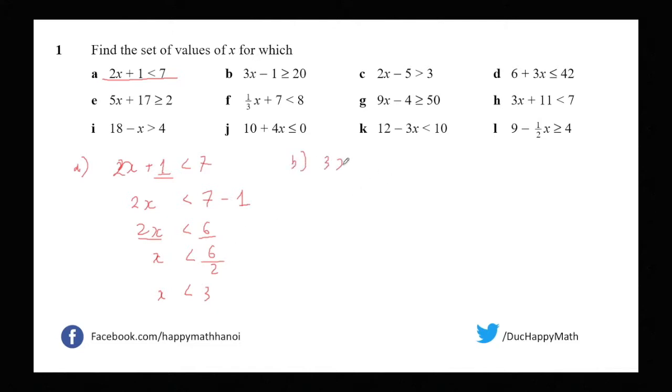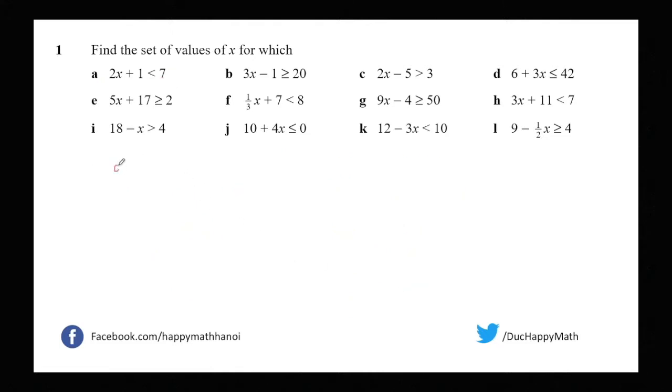Question B: 3x minus 1 greater than or equal to 20. First, I move the minus 1 from the left to the right and change the sign, from minus to plus 1, so 3x will be greater than or equal to 21. Divide both sides by 3, a positive number, so the sign is unchanged. It's still greater than or equal to. The final result is x greater than or equal to 7.